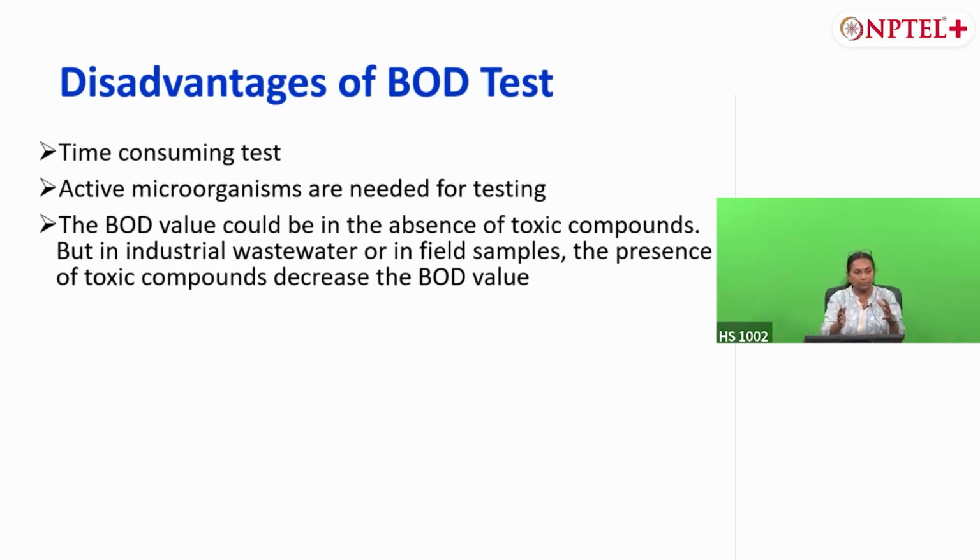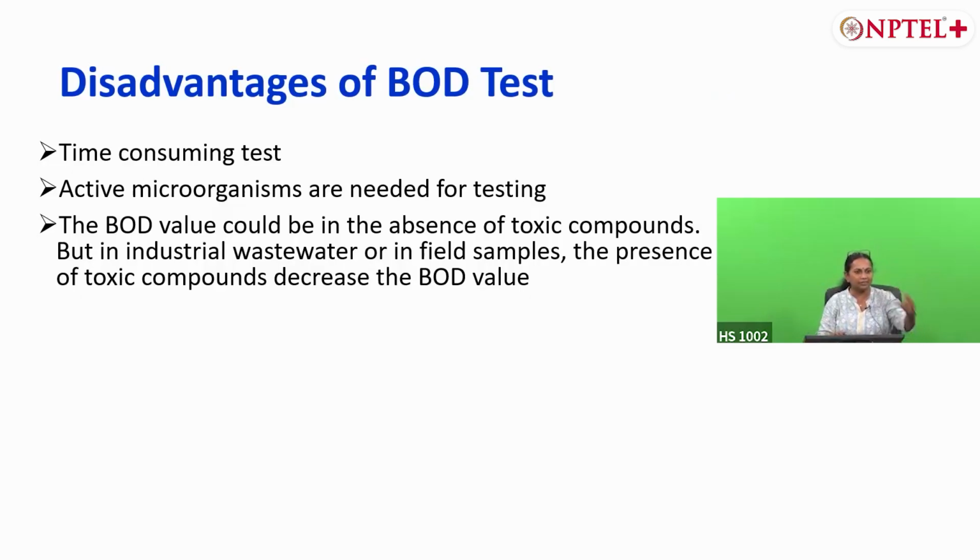But when I do the BOD, what will happen? I am taking the sample and diluting it multiple times. If some toxic compounds are present, they are also getting diluted, so the toxicity effect on the microorganisms will be less. The toxic effect will be coming down, so the microorganisms will be degrading more organic matter. So you will be over predicting the BOD.